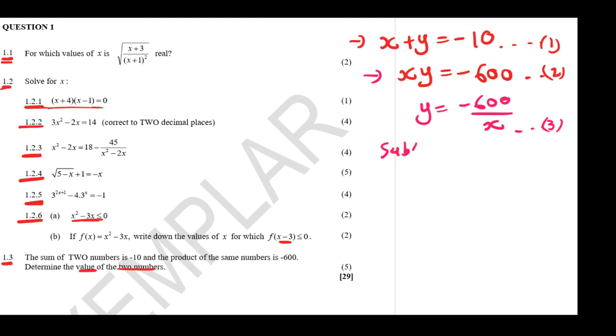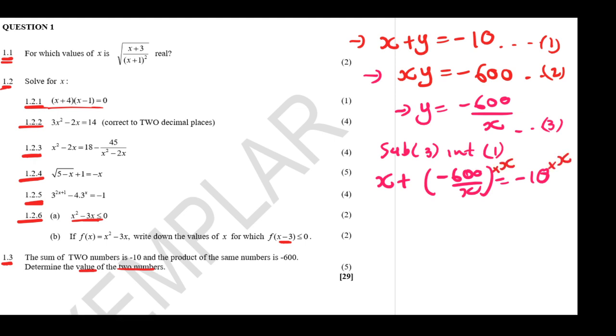Then we're going to substitute this equation 3 that we just created into the first equation that we didn't use, right? So whenever we see y, we're going to put minus 600 over x. So it's going to be x plus minus 600 over x equals minus 10, right? And then from here, we need to get rid of the x at the bottom by multiplying all sides by x. It's going to be x squared minus 600 equals minus 10x. Then we put it in standard form. We have x squared plus 10x minus 600 equals 0, right?